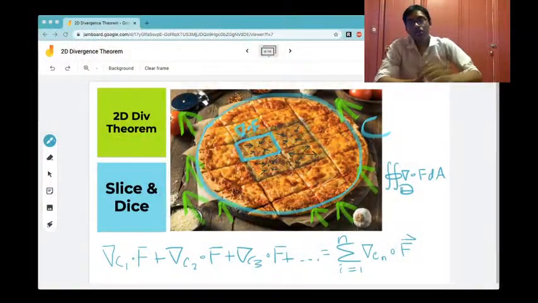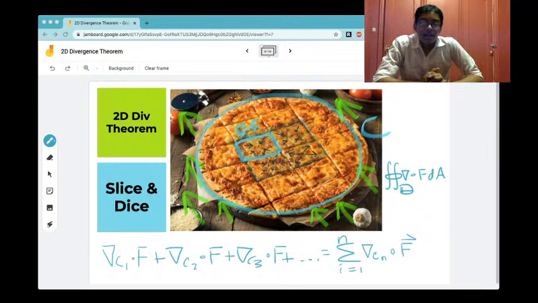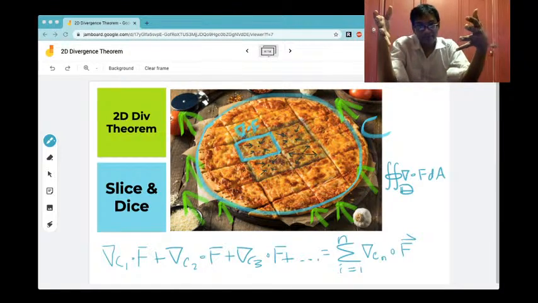Okay, so back to the pivotal question of what is happening, right? What's happening in our demonstrations? We took a surface, we sliced it up into many small parts, and we found the divergence of each of those small parts. Then we summed up all of those divergences over those infinitesimally small parts, right? And that's going to be equal to the flux of the entire region over that boundary.